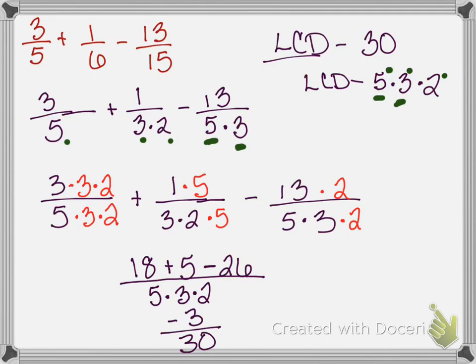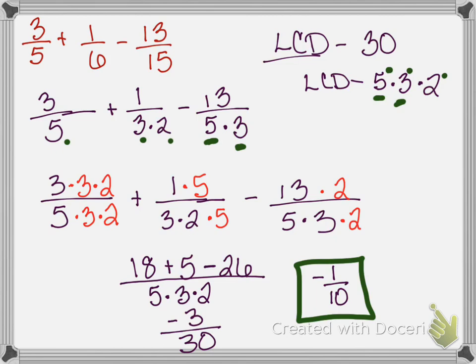Can negative 3 over 30 be simplified again? Yes. So negative 1 over 10 is my final answer. Right there. Okay?